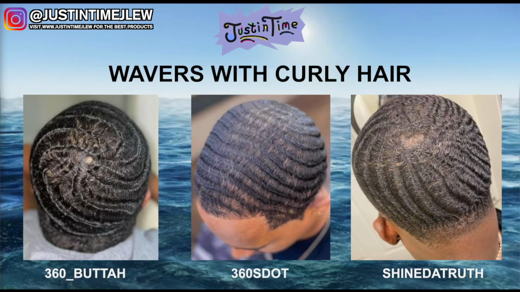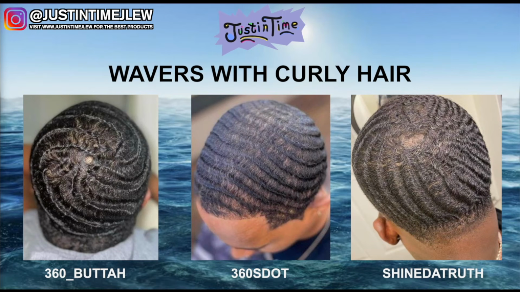Now, the next thing I want to point out is waves with curly hair. These are a few more people, right? As we progress through the videos, you will notice that there were not that many examples of people with wavy hair, because there's not a lot of people with wavy hair that's trying to get waves. But as we go into this, you will see that there are a lot more curly hair wavers and coily hair wavers and things of that nature. If you all wanted to play a little game, you can count how many people have been highlighted under each category, right? Now, 360 Butter represents a curly hair waver, as well as 360 S Dot.